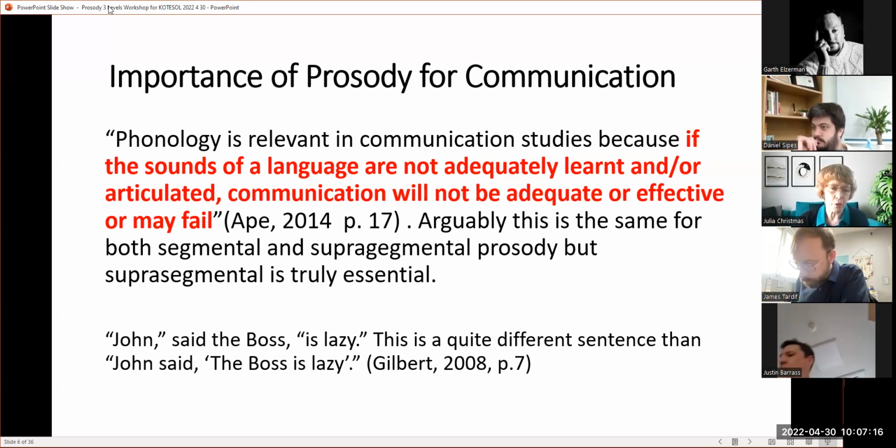John, said the boss, is lazy. And this is really different from this sentence. John said, the boss is lazy. And the only difference between those two sentences is the intonation. I'll focus more on that in just a second.